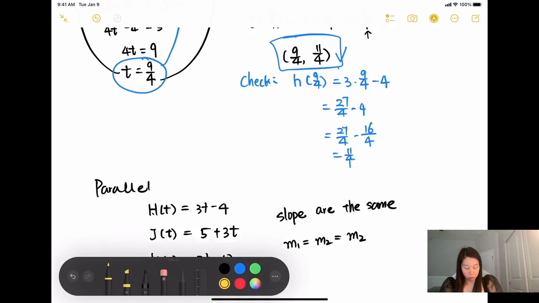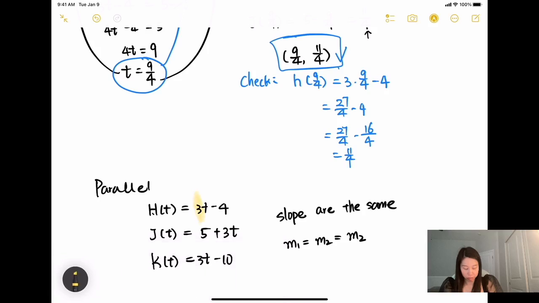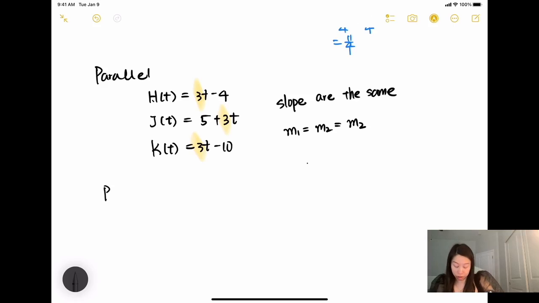The slopes are all what? Positive 3. We don't care about the y-intercept. The y-intercept is not going to affect whether the lines are parallel, only the slope. If the slopes are the same, then you will have two parallel lines. Okay, the second one I want to show you is perpendicular.